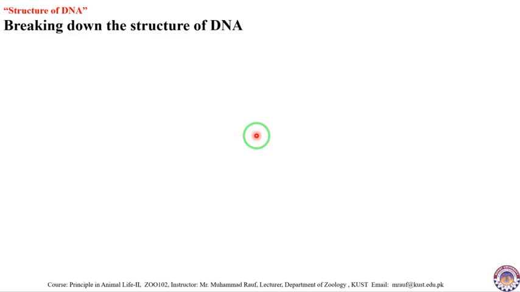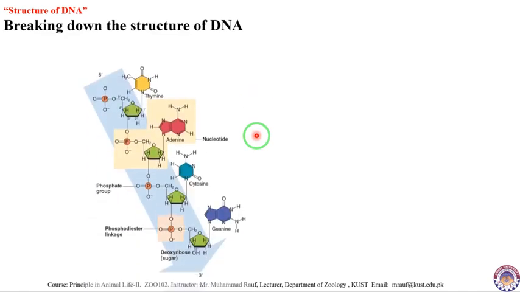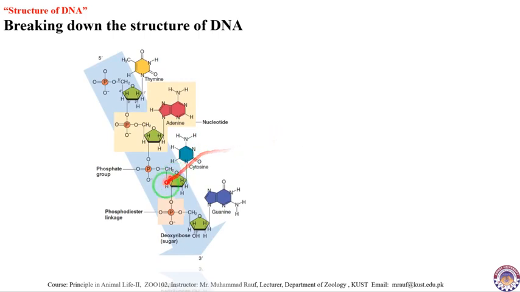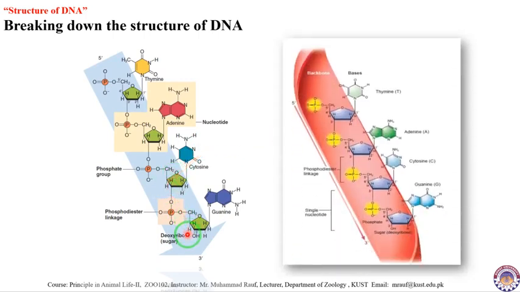Now we further investigate the structure of DNA. Here in the two images, only one strand of DNA is shown. Here you can see the phosphate forming a phosphodiester linkage with the pentose sugar of another nucleotide, and a similar type of phosphodiester linkage takes place.